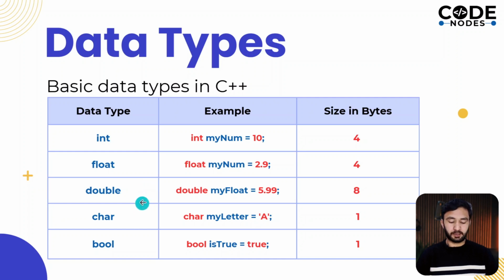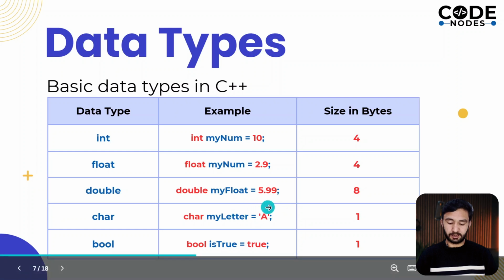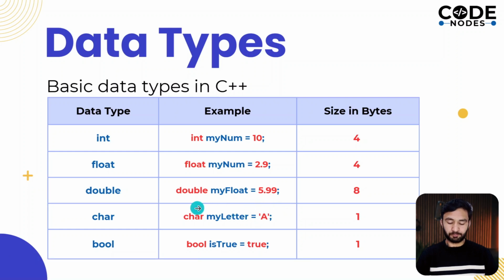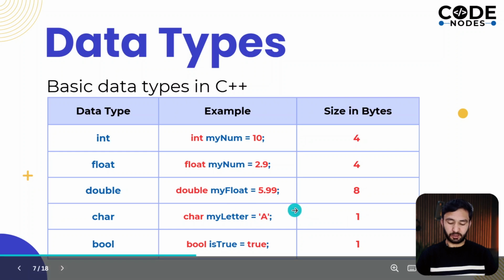And the character data type stores any single character, which can be a number, a special character, or any English alphabet, but that must be stored inside single quotation marks. As you can see, my letter variable is storing the character A, which is of data type char, and it takes 1 byte of memory.